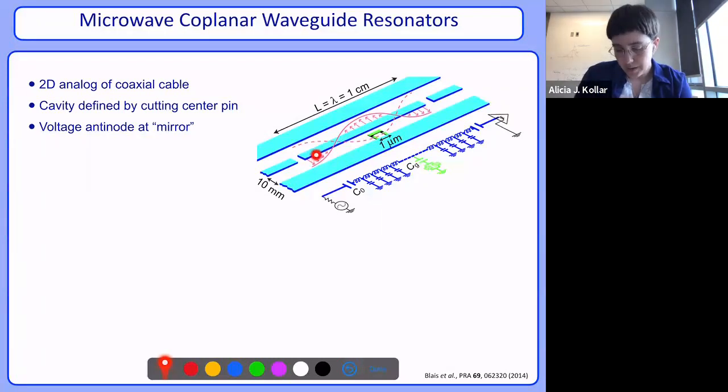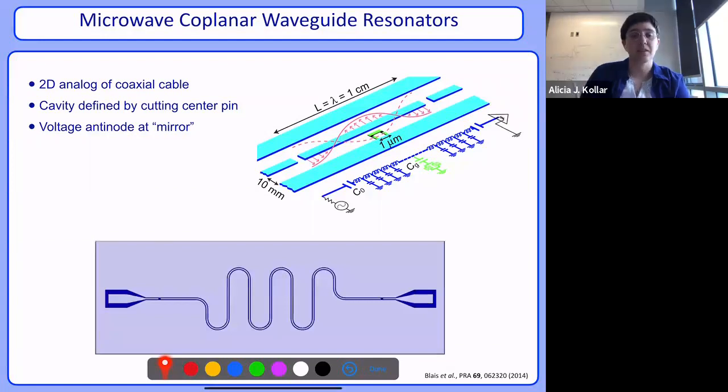Microwave electromagnetic modes propagate freely along this structure until they hit this gap region here, where there's a significant change in the impedance, and this acts like a mirror. And so it's a standing wave cavity for microwave photons, and they can be very tightly and very well confined to this structure.